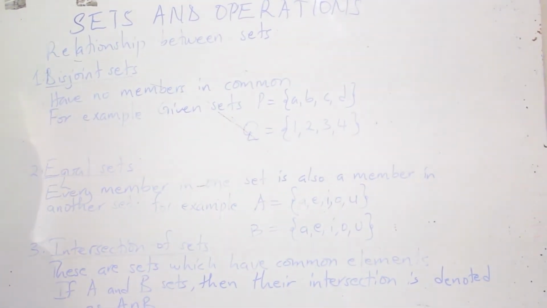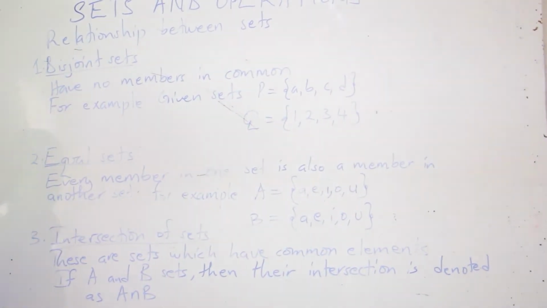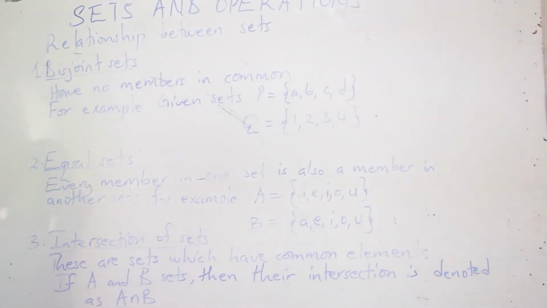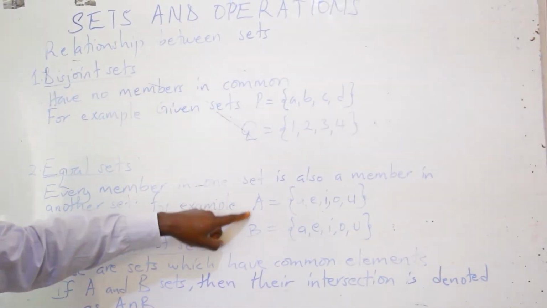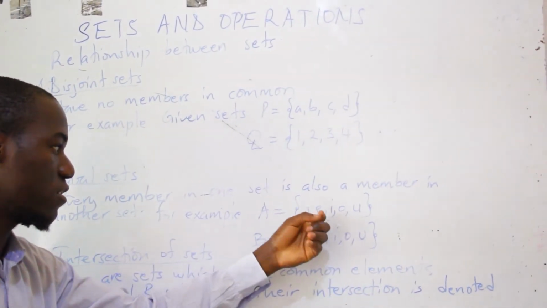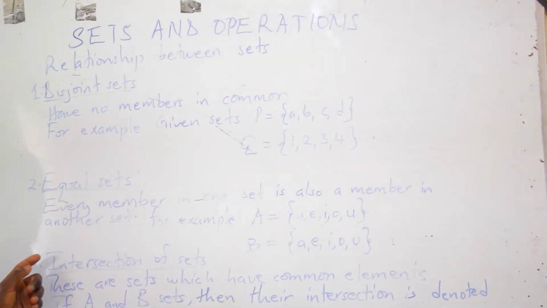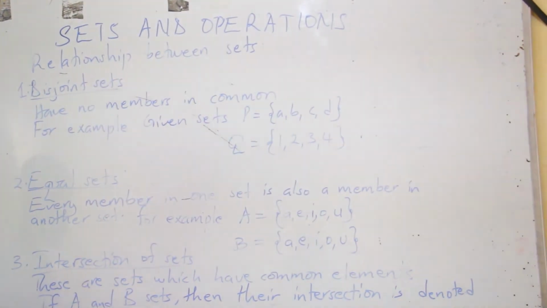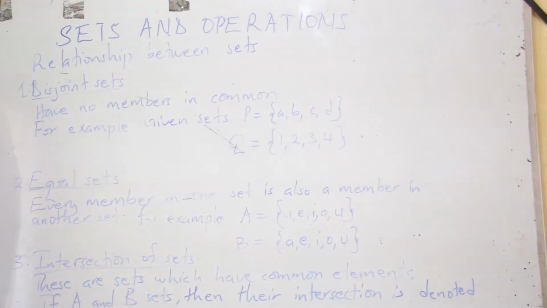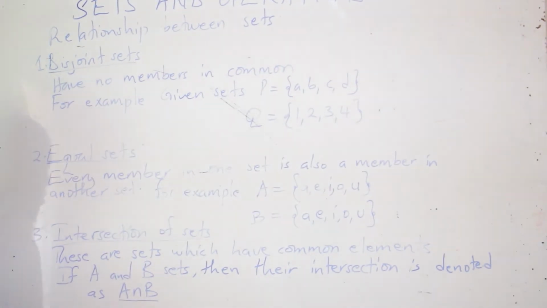We also have equal sets. Those equal sets, elements that are in one set, they are also in another. For example, if I'm having my set A and B, I'm having the elements there. Those that are appearing in A, they are also appearing in set B. When we go to the intersection of sets, those are sets that have elements in common. And the intersection of A and B, sets A and B, is denoted as that.